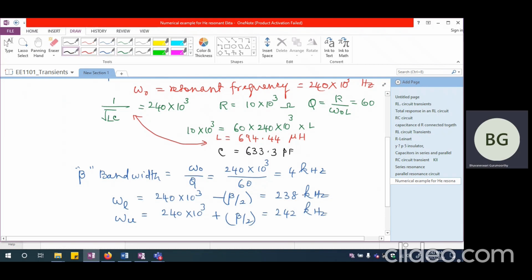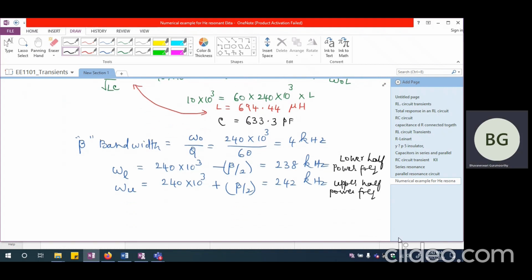So this is going to be the lower half power frequency, and this is going to be the upper half power frequency. So these are going to be the lower and upper half power frequencies respectively. Okay.